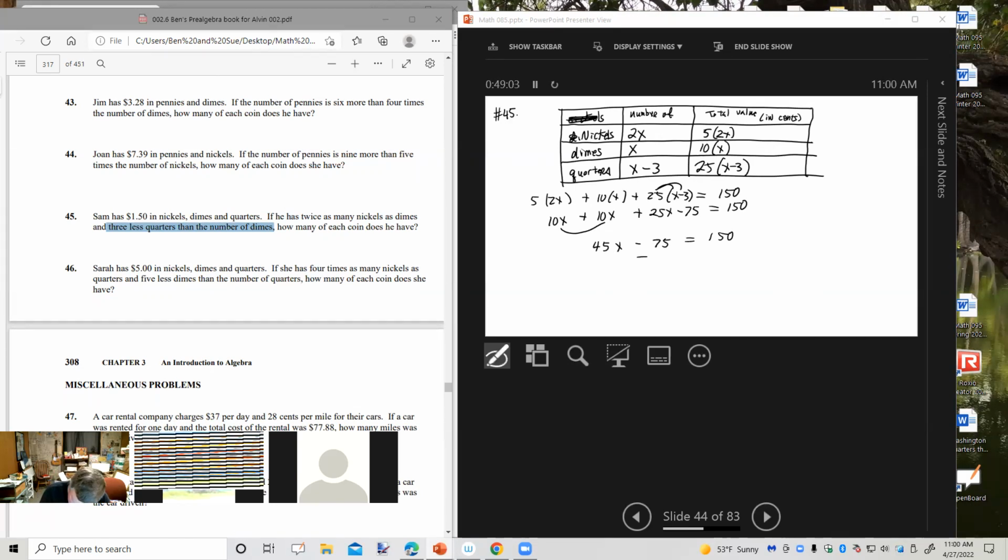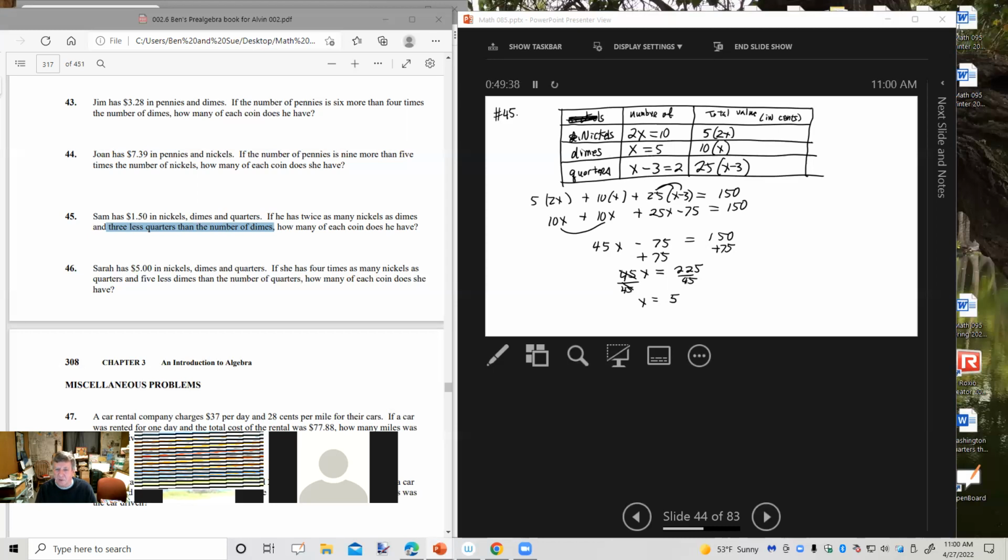We'll isolate the variable term by adding 75 to both sides. 45x equals 225. We'll divide both sides by 45. 225 divided by 45 is 5. So there are 5 dimes. 2 times 5 is 10 nickels. 5 minus 3 is 2 quarters.